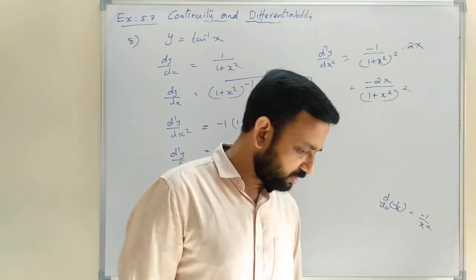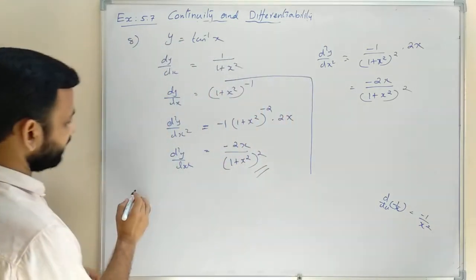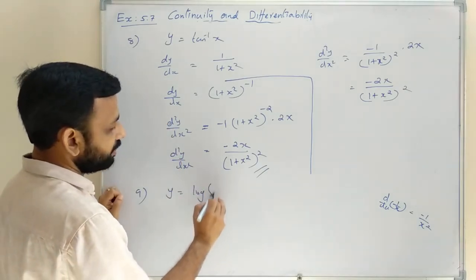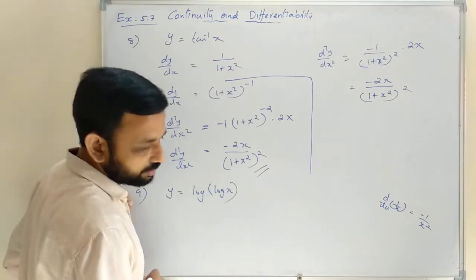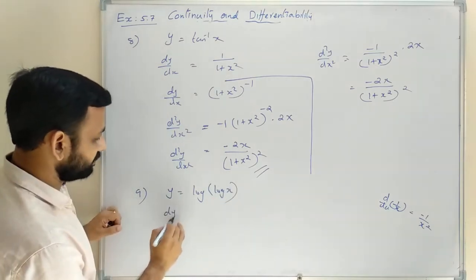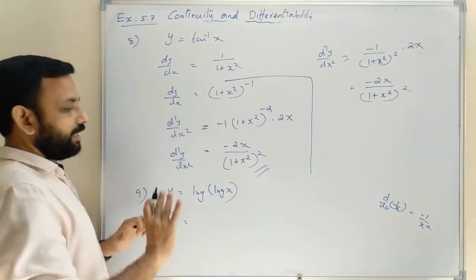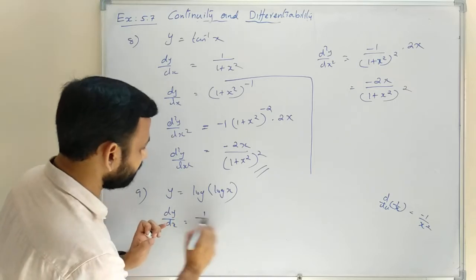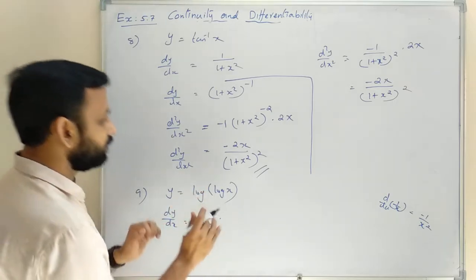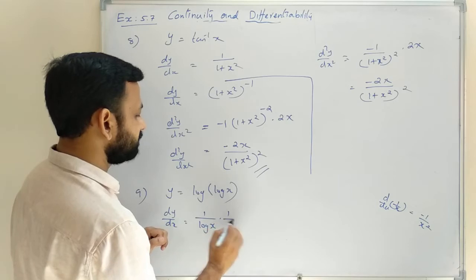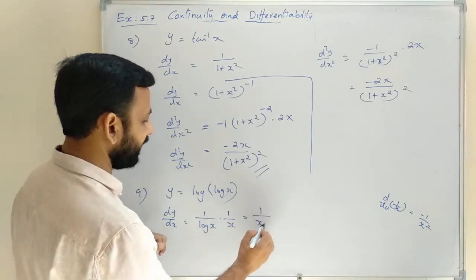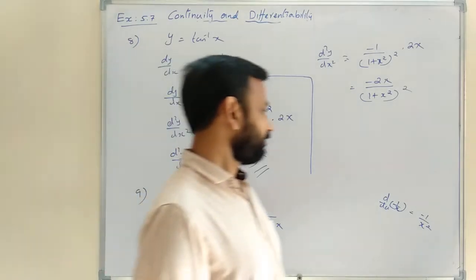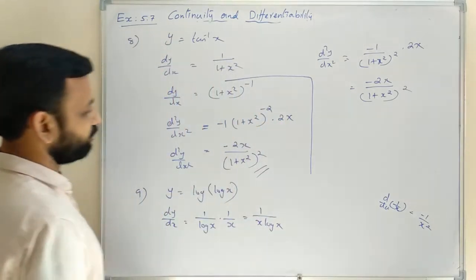The ninth question is the same, log x. Question number 9 we can do: y is equal to log x. Then dy by dx is equal to derivative of log, that is 1 upon log x into derivative of log x, that is 1 by x. So we got 1 upon x log x. Now we can find the derivative of this expression, 1 upon x log x.